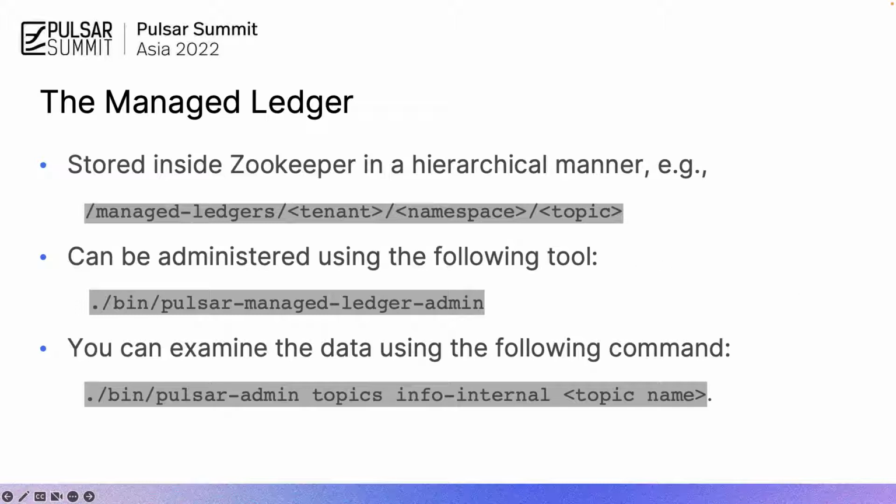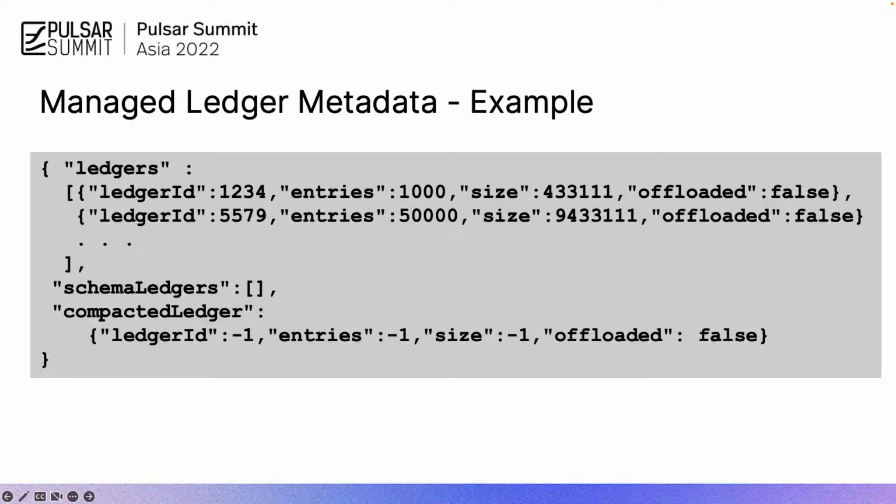Pulsar also includes a tool known as the Managed Ledger Admin, which allows you to administer this data, make modifications as necessary, and track this information. You can also examine and retrieve the metadata using the info internal subcommand of the pulsar-admin topics command here, by specifying the topic name to retrieve the information and look at it very closely.